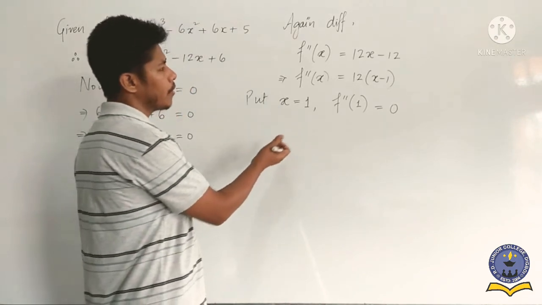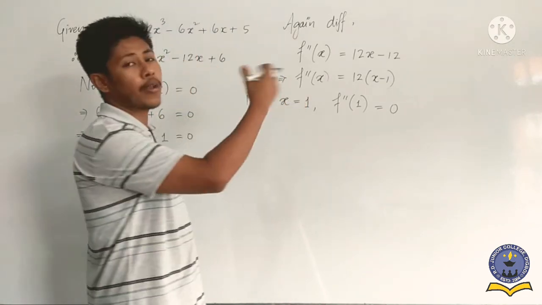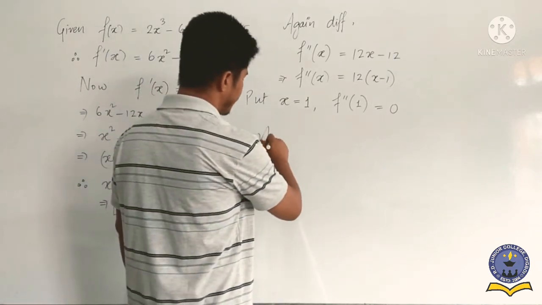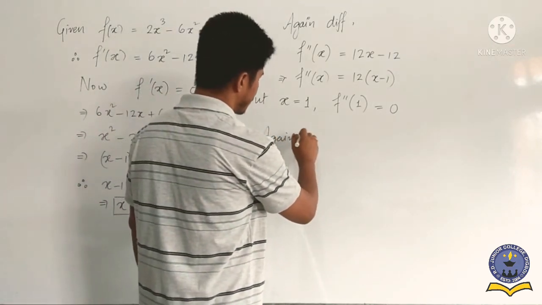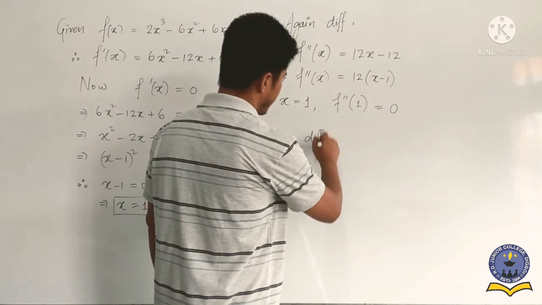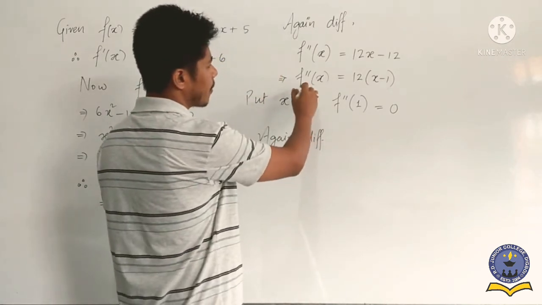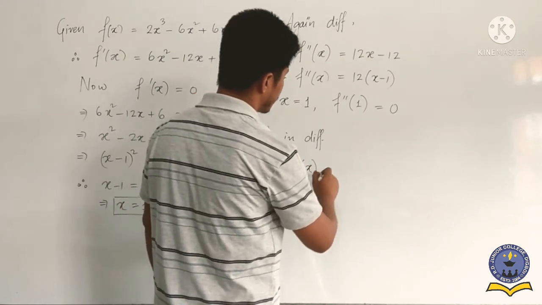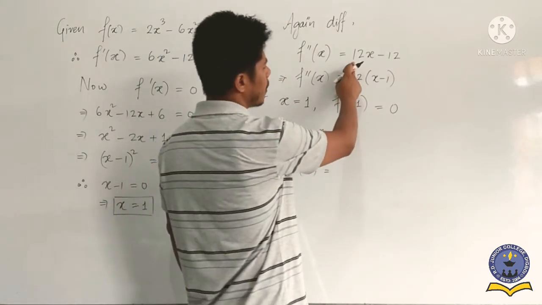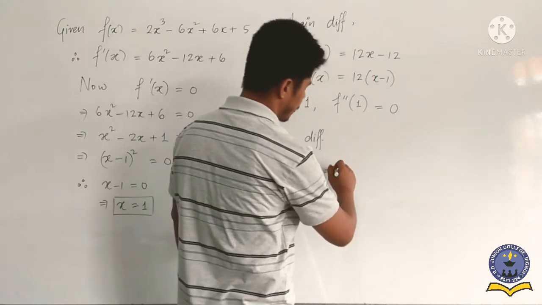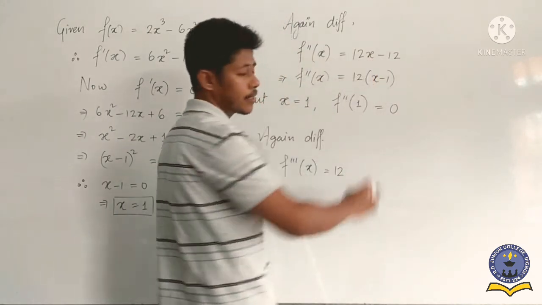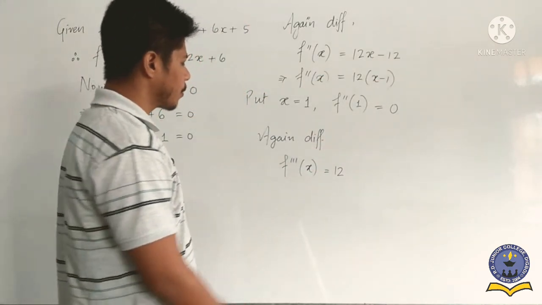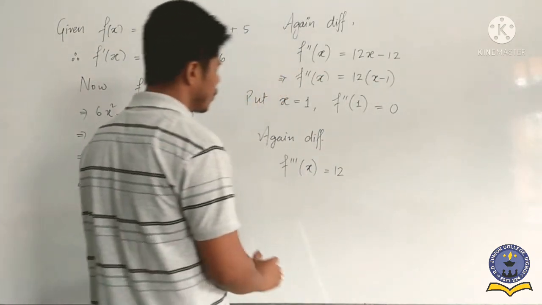So what we have to do now is differentiate the second derivative one more time to verify whether it is maximum or minimum. So again differentiating the second derivative, we get the third derivative. In case of the third derivative, d/dx of 12x is simply 12 because d/dx of x is 1, and d/dx of minus 12 is constant term 0. So ultimately f triple dash of x equals 12.